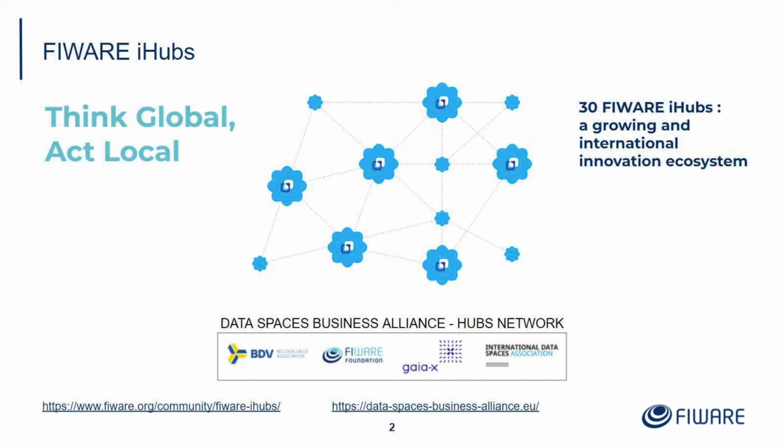So first, a short introduction about the FIWARE iHub network. It's an important activity within the FIWARE community because the FIWARE iHubs are local organizations with the goal to support regional stakeholders with the adoption of FIWARE technology. Currently, there are about 30 FIWARE iHubs implemented everywhere in the world. And this network is also an important part in the Data Spaces Business Alliance because it's also something that is ongoing with the other organizations of the DSBA to try to coordinate and better know each other through the hubs network.